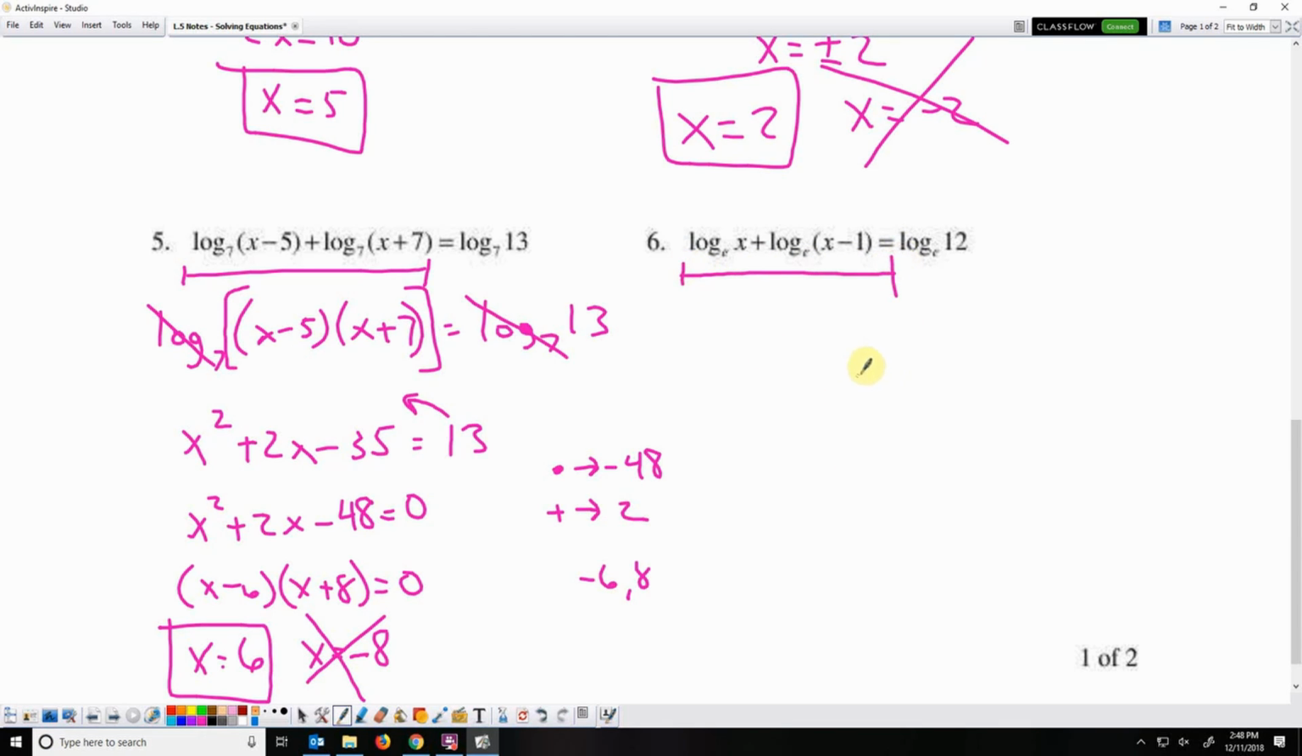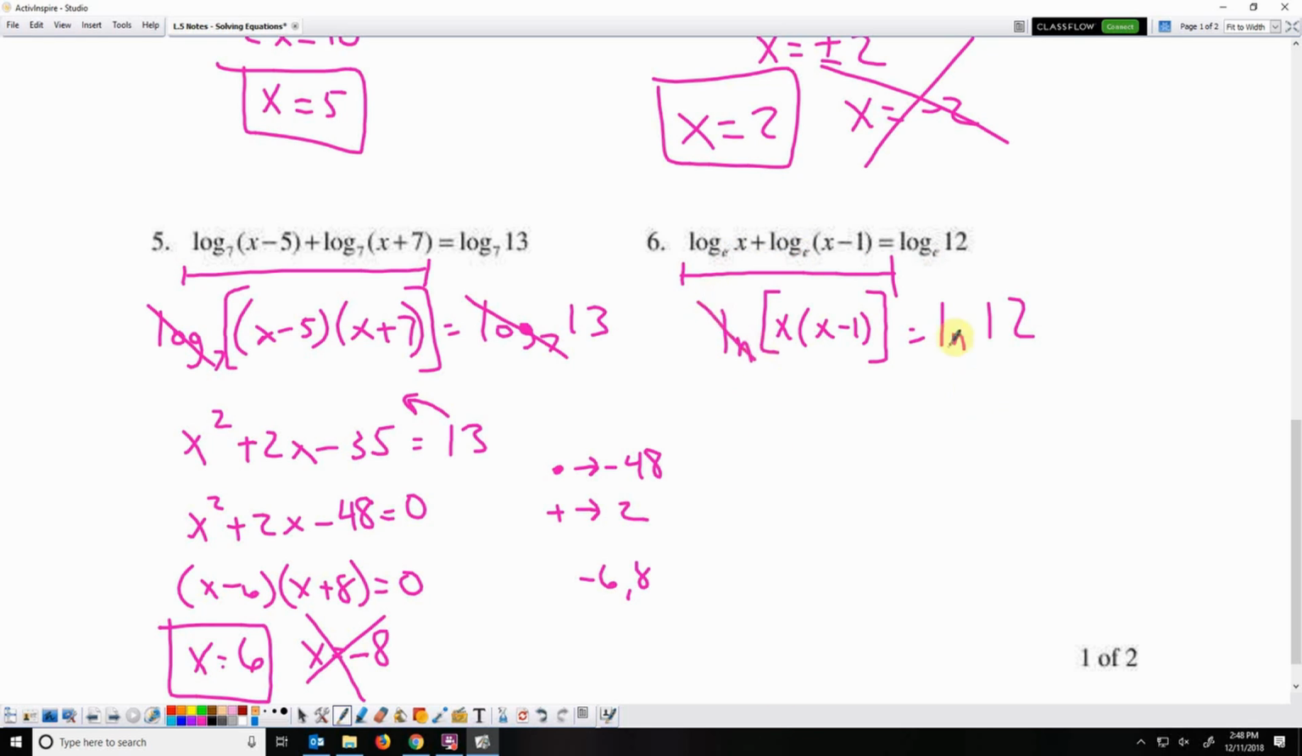So here I've got log base e, which is the same as natural log. So when I rewrite this condensed, I'm just going to write natural log, natural log, and then x times x minus 1 equals natural log 12. Okay, so no magic in this natural log. Log base e is natural log.